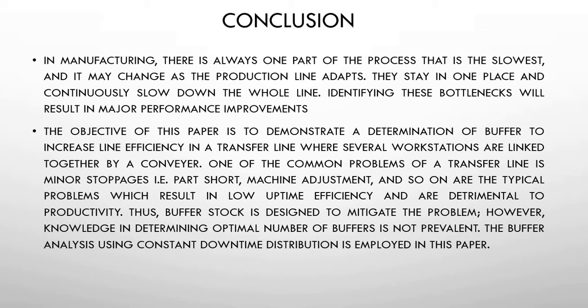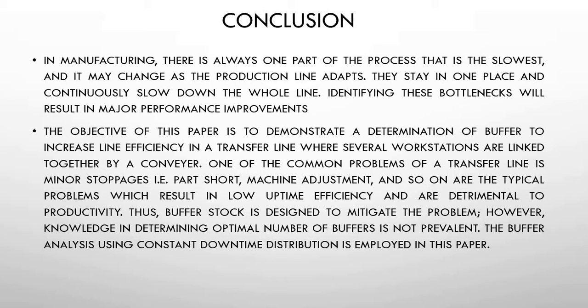And finally, I've concluded that in this manufacturing, there is always one part of the process that is the slowest, and it may change as the production line moves along. So it can stay in one place and continuously slow down the whole line. So identifying these bottlenecks will result in major performance improvements. By identifying these bottlenecks, we will be able to see the performance improvements in the results.